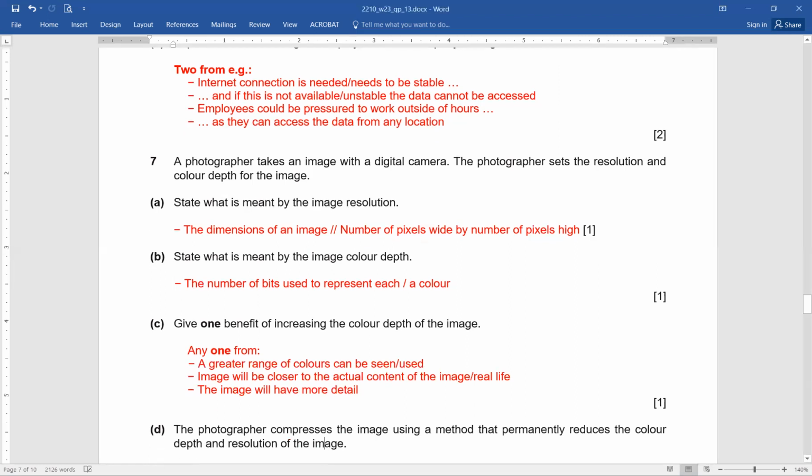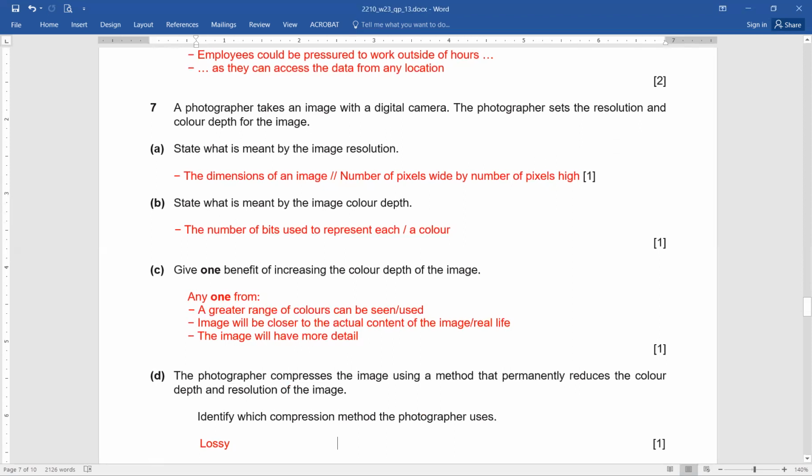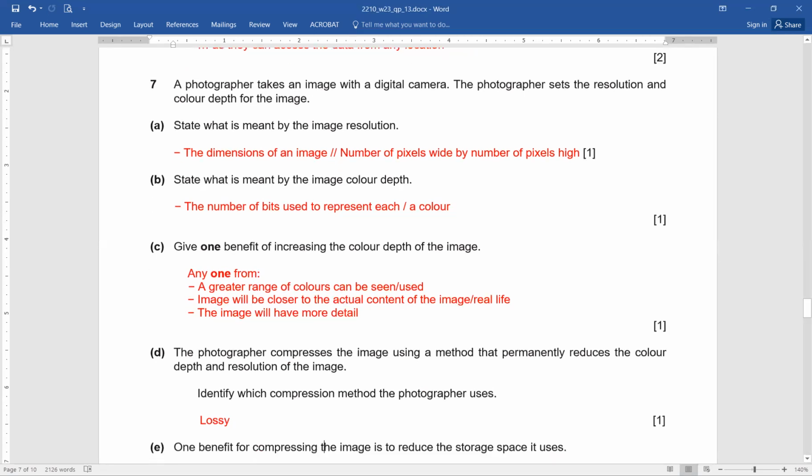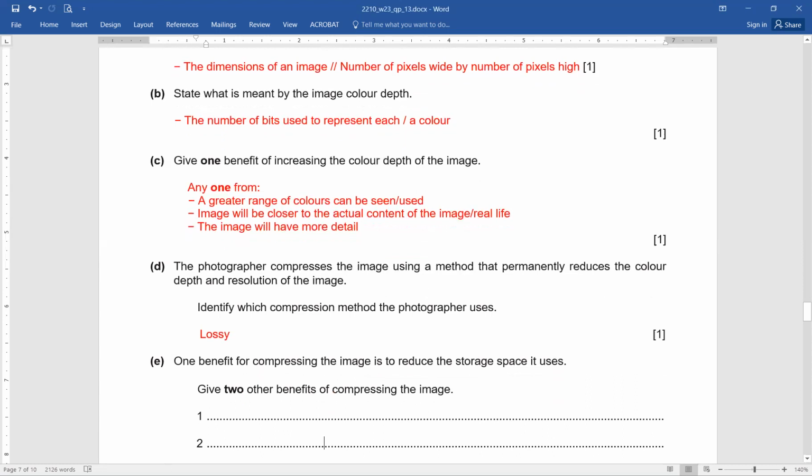Easy. The photographer compresses the image using a method that permanently reduces the color depth and resolution of the image. Now, permanently reduces. Identify which compression method the photographer uses. Definitely the compression that is going to reduce the material permanently is lossy compression. One benefit for compressing the image is to reduce the storage space it uses. Give 2 other benefits of compressing the image.